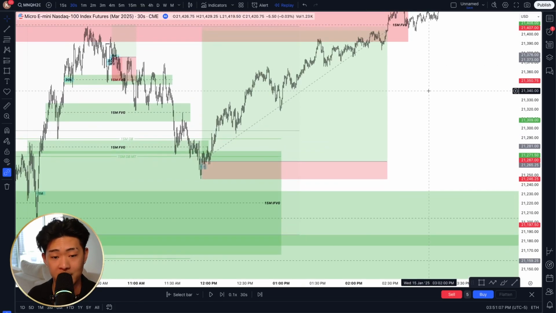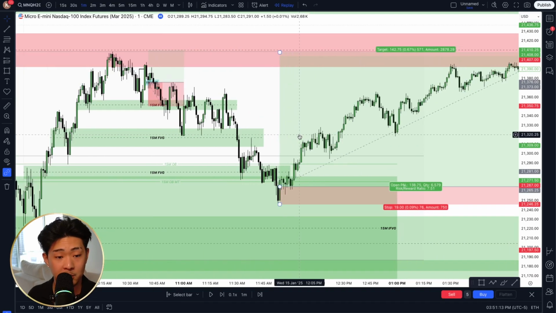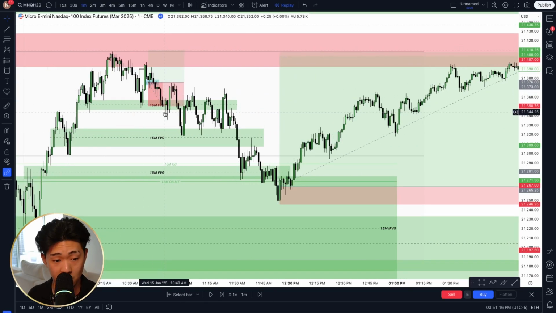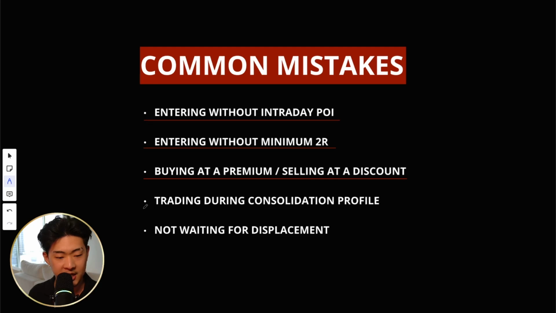You do have to wait it out to an extent, especially with these intraday points of interest. Any other moves that happen in between are either short-lived or stopped out right away. So always want to be buying from a discount, selling from a premium. The next mistake is trading during consolidation profile. As we discussed, there's New York continuation profile, New York reversal profile, but the ones you want to avoid are consolidation profile and seek and destroy, because this is where it is most common to get stopped out, and this is also where your intraday points of interest are going to be the least clear.